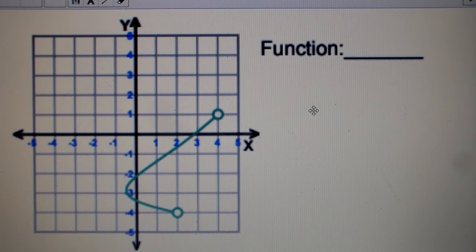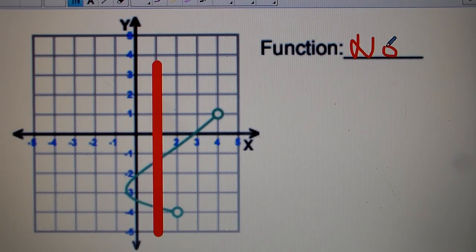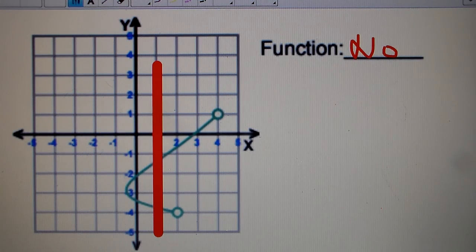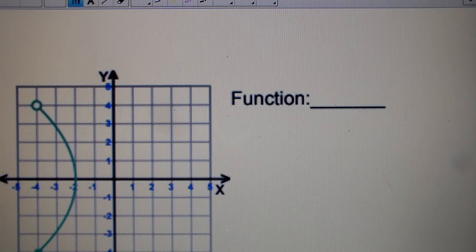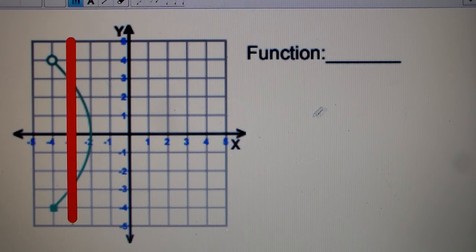See if you can figure out on your own: is this one a function or not a function? Draw my vertical line. Draw it right here. I'll also go here. I'm going to go here. I see that it hits twice. So no, it's not a function. You're looking at this one. Once again, a vertical line test goes through two of them, so this is no. Not a function.